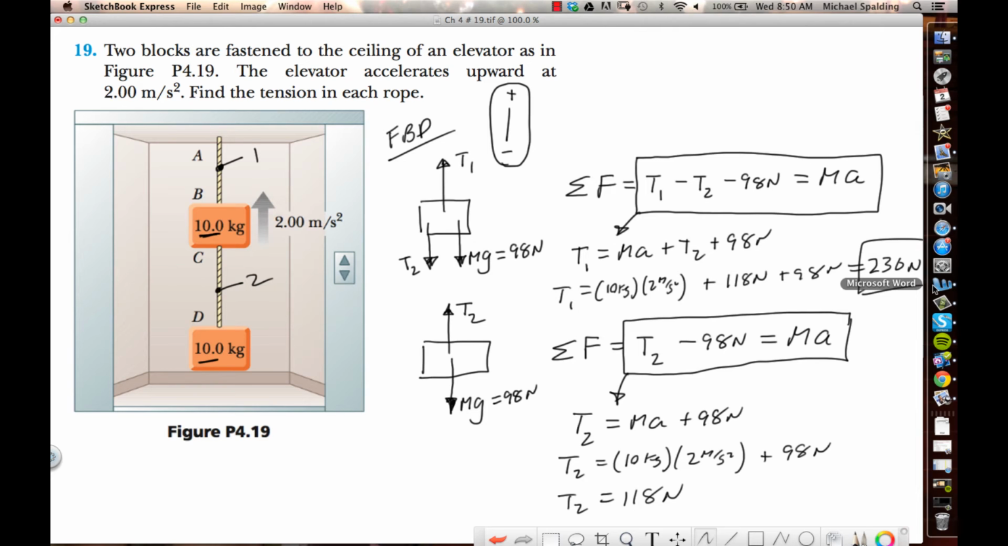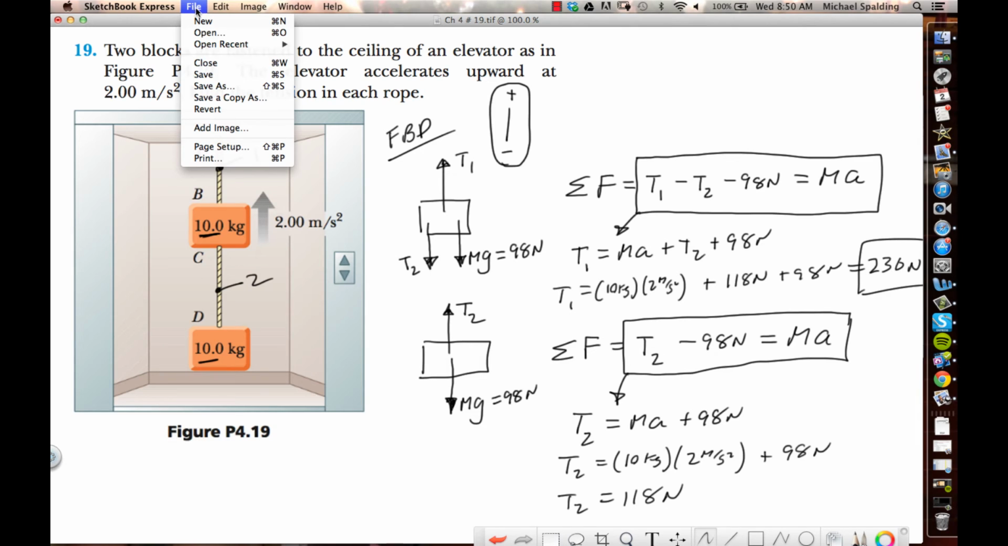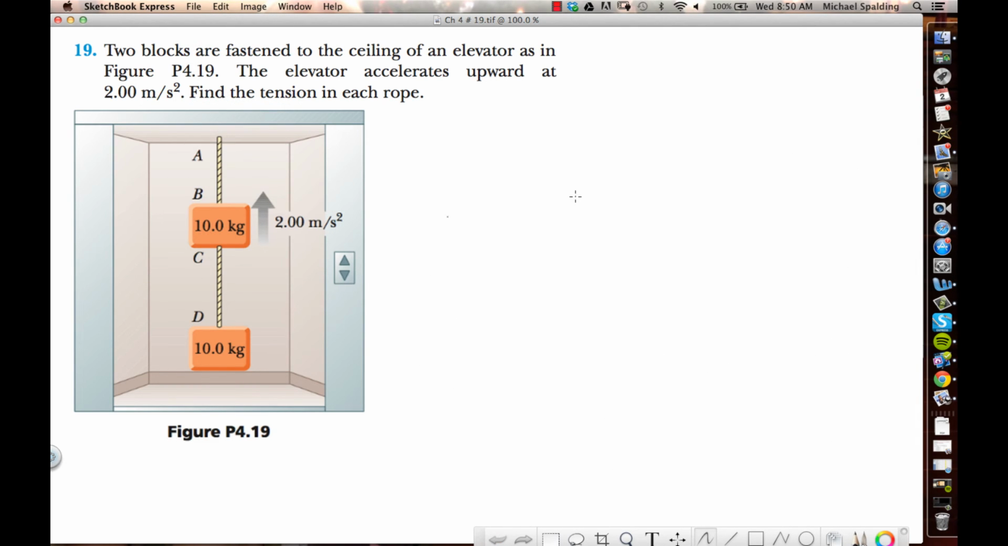Now, let me show you one other way to do it. Any questions on that solution? A shorter way, a quicker way to solve this. Look, this upper rope here, which we're calling rope 1, and this is rope 2. Guys, does the upper rope know that there are two masses hanging from it? What does the upper rope feel? 20 kilograms. So what you can do is just combine these two into one. So here's a 20 kilogram mass.